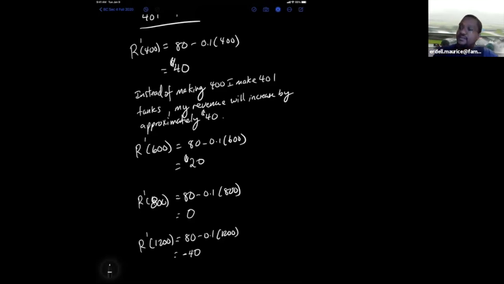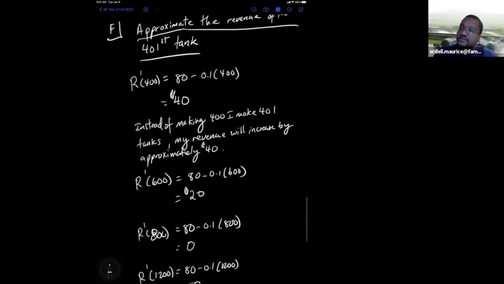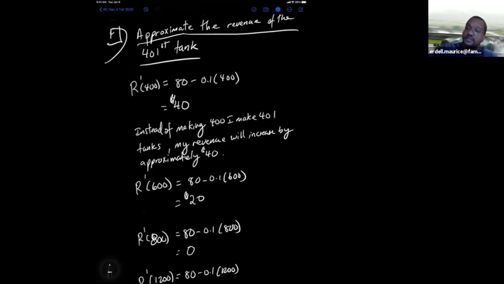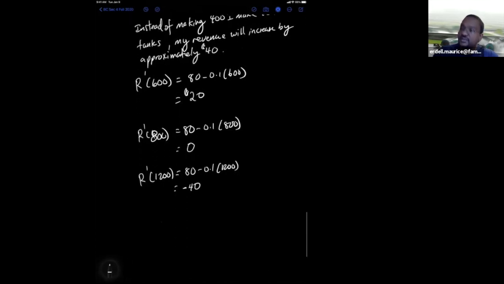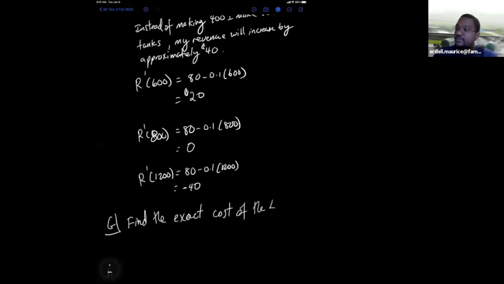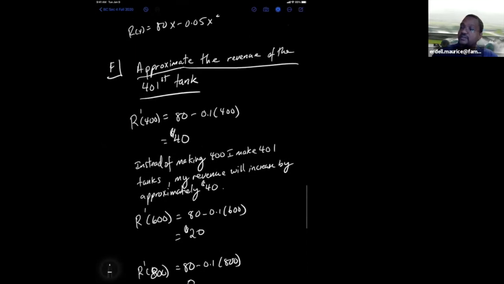All right. And just to show you why we say approximate, see right here at the top right it says approximate the revenue. The reason why we say approximate is because the derivative is always off by just a little bit. If I ask you to find the exact cost of the 401st unit, see right here, this is saying the approximate is going to give me $40 more.